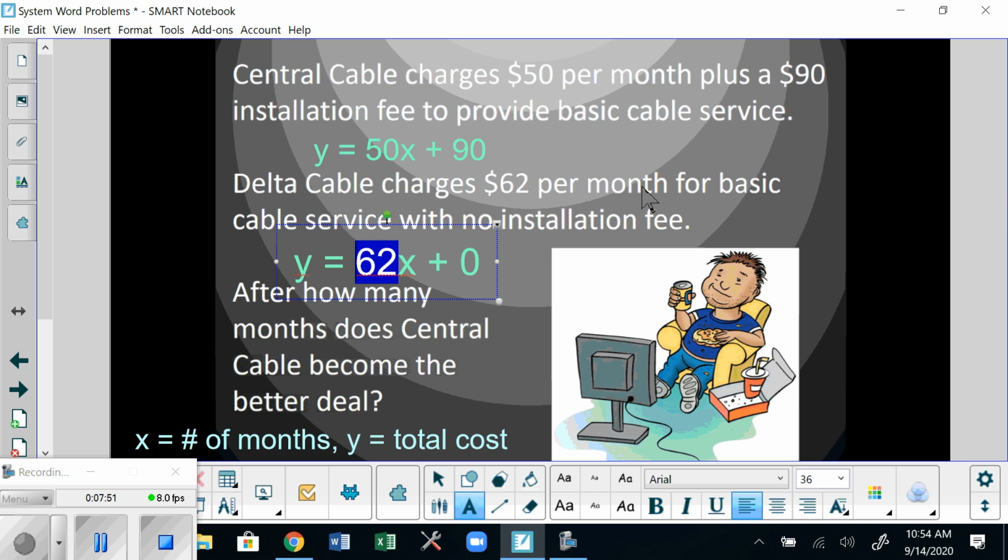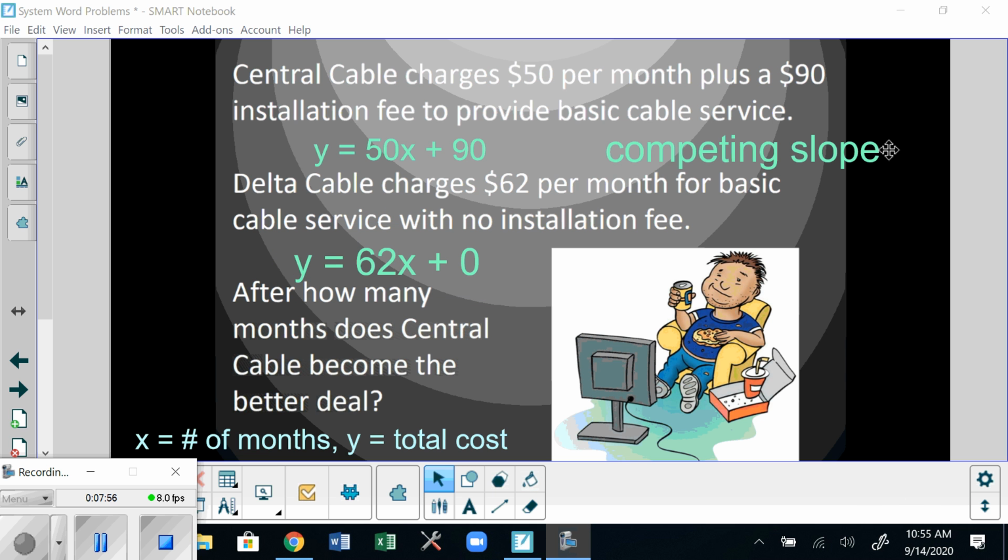A little key: a problem like this, I call these types of competing slope problems. You have this monthly charge of $50, and it's competing against this monthly charge of $62. Anytime you see something like $50 per month, and that word per is key, that's a giveaway that you're talking about a slope, okay? So we have the slope of 50 competing with this slope of 62. We know eventually the slope of 62 will end up costing more in the long run, but look, this Central Cable has a head start though. It starts with a $90 installation fee. In essence, that gives it a head start.